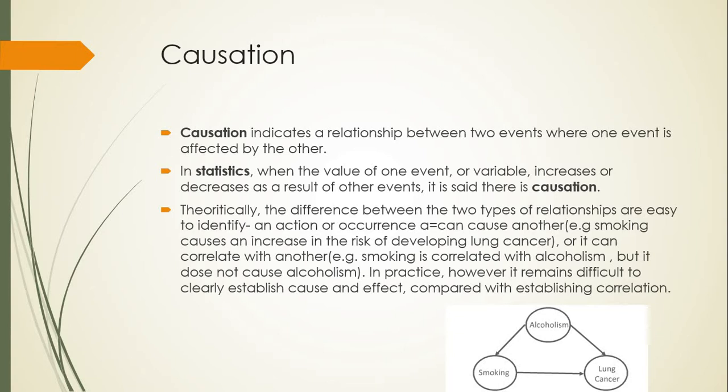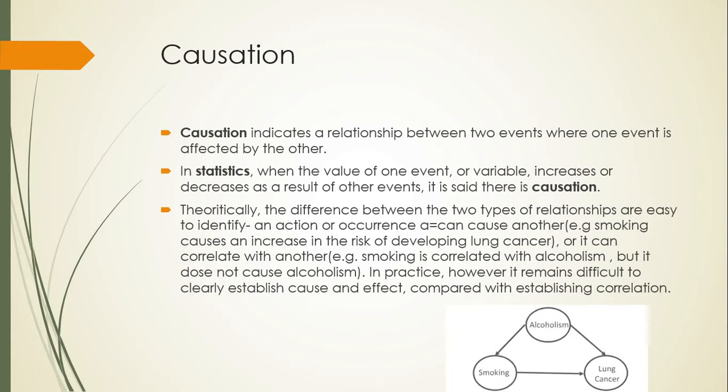An action or occurrence can cause another. For example, smoking causes an increase in the risk of developing lung cancer. Or it can correlate with another. For example, smoking is correlated with alcoholism, but it does not cause alcoholism directly. In practice, however, it remains difficult to clearly establish causation compared with establishing correlation.